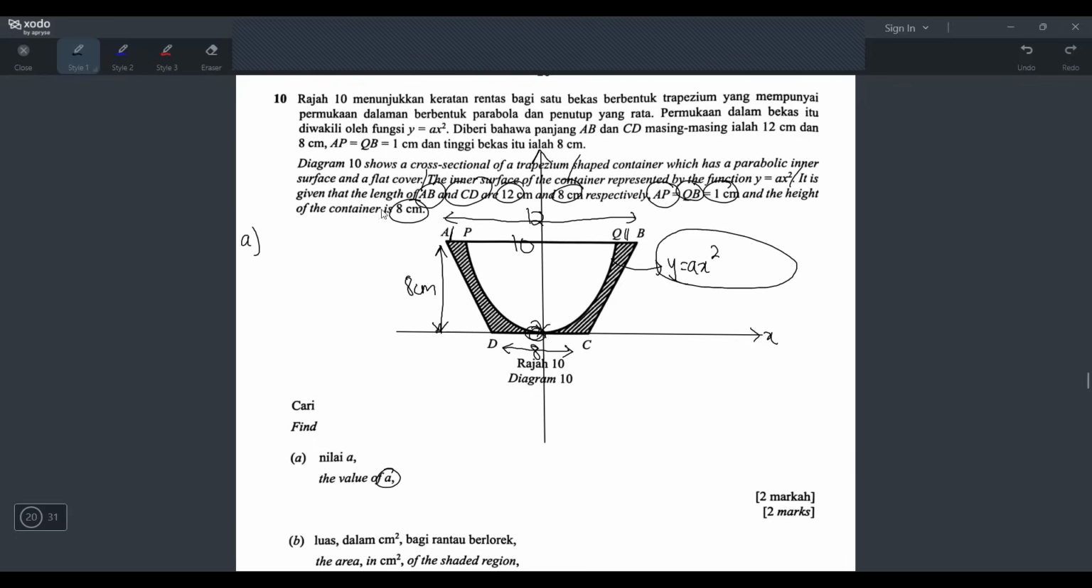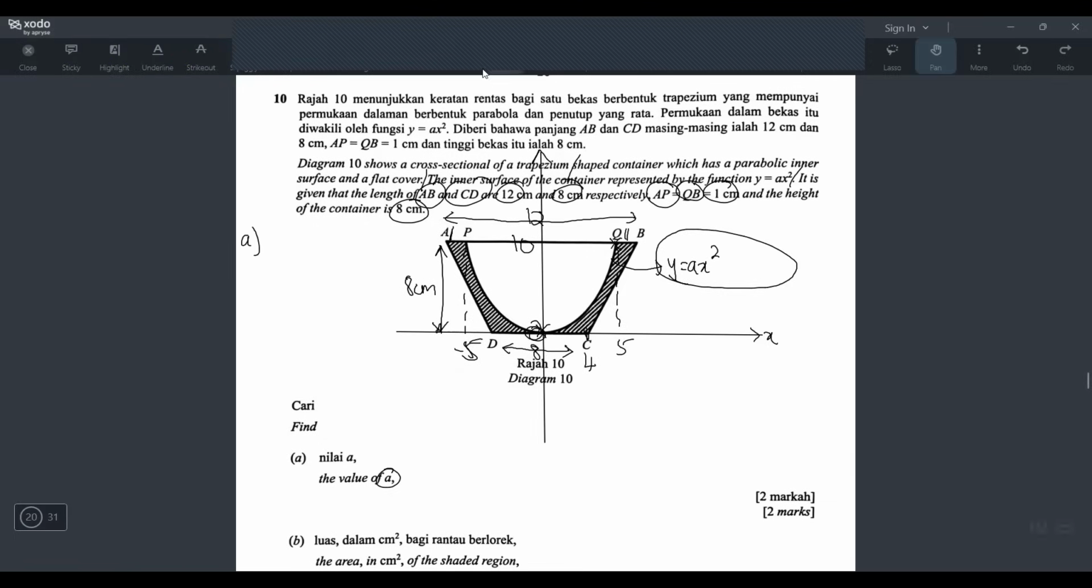I can find out some points, right? Because the distance here is 10. It means this must be 5. This must be 5 and this must be negative 5. Okay? Because here to here is 5 units, here to here is 5 units. But I have to write negative because it's on the left side of the origin. And then the 8 cm here means this is 4 and then the other one is negative 4.